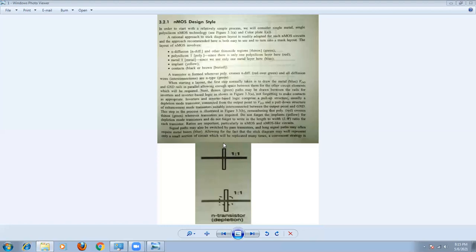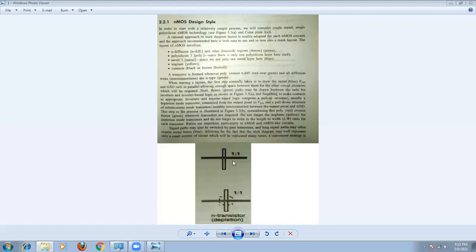Similarly, whenever polysilicon and diffusion layer join together, at this joining point we are going to use the buried contact, that is the brown color. You can use one circle, using a brown color. Okay, brown color. And remember another very important thing.